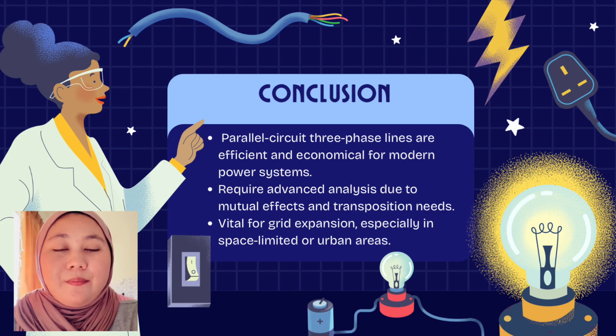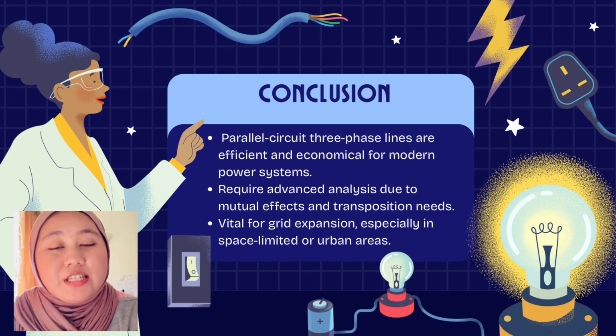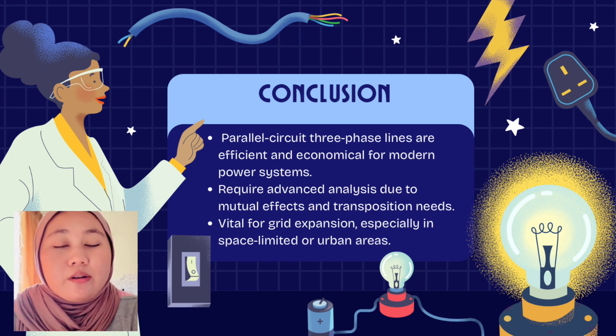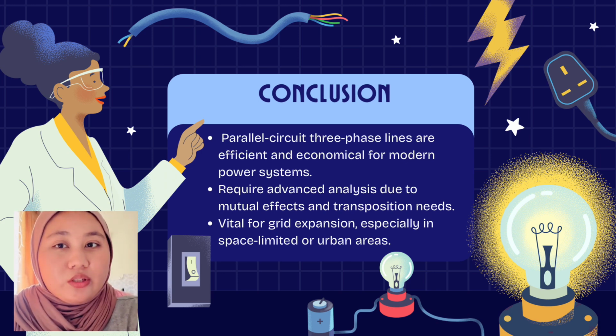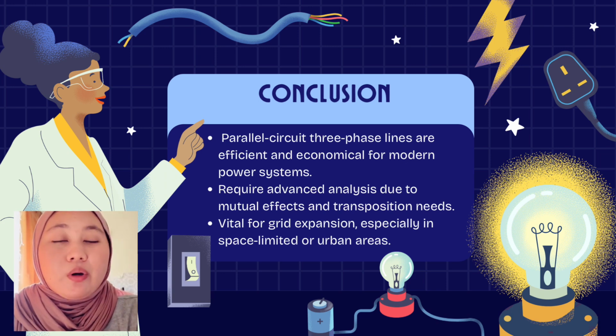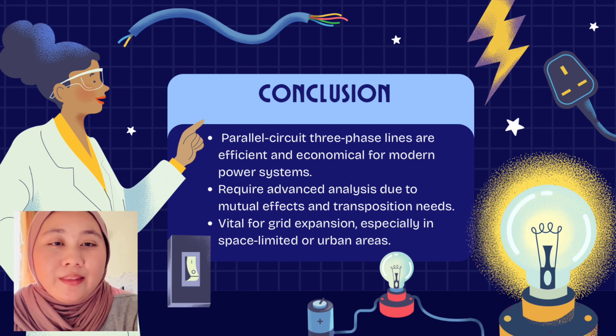Next, for the conclusion, parallel circuit three-phase lines are key to modern power systems because they are both efficient and cost-effective. However, designing them isn't simple, as engineers must carefully analyze mutual effects and ensure proper transposition. This system becomes even more crucial when expanding the electrical grid in space-limited areas like cities. So while they offer big advantages, they also require advanced planning to work safely and reliably.